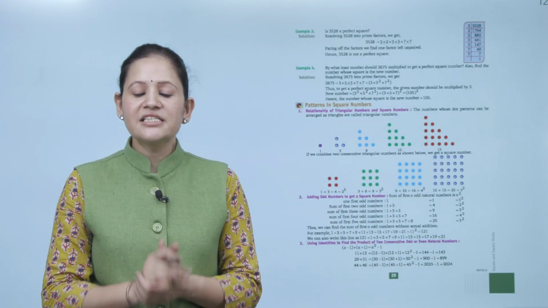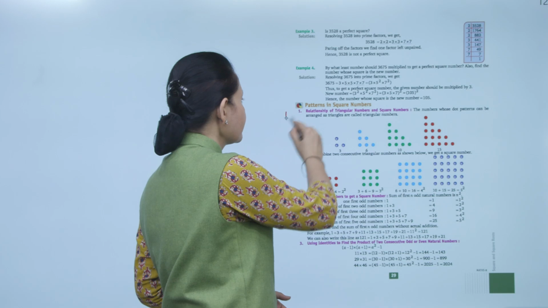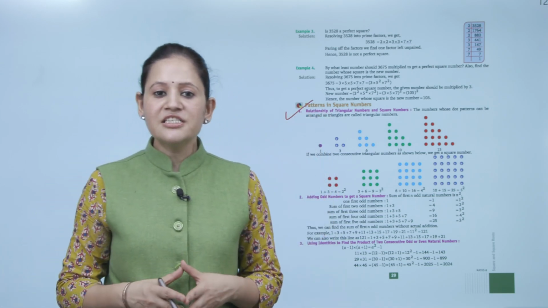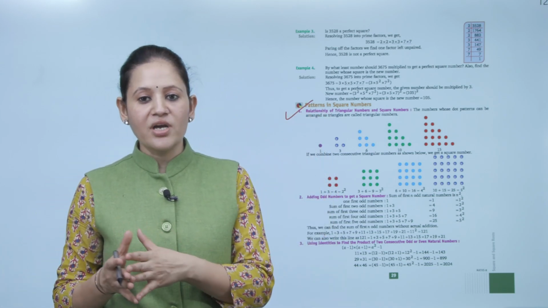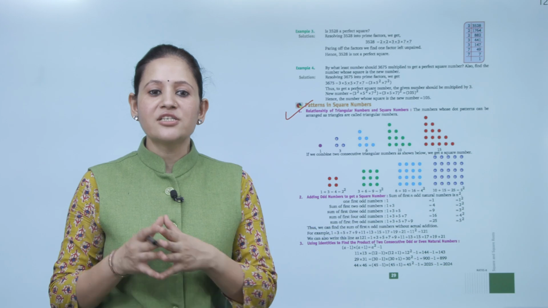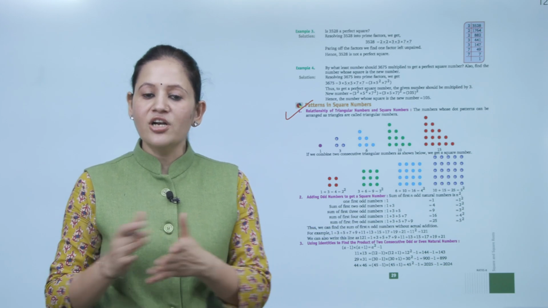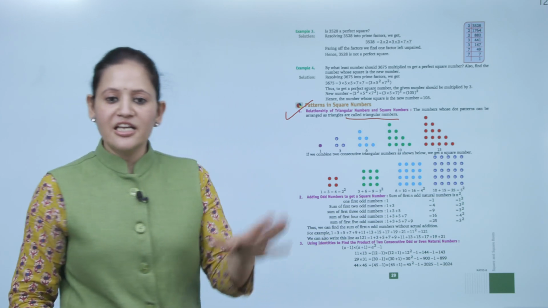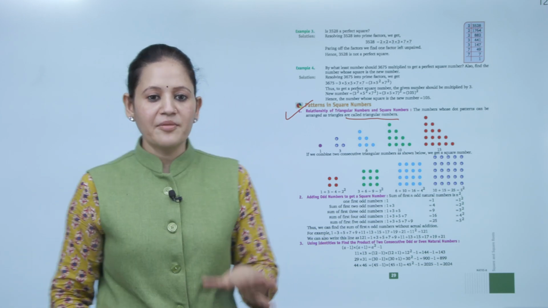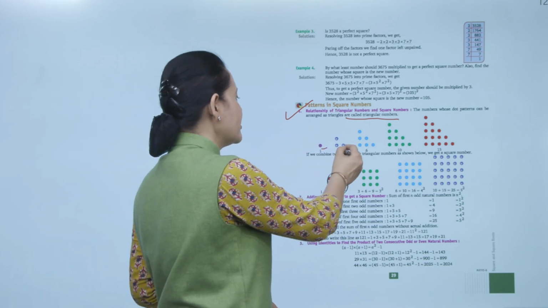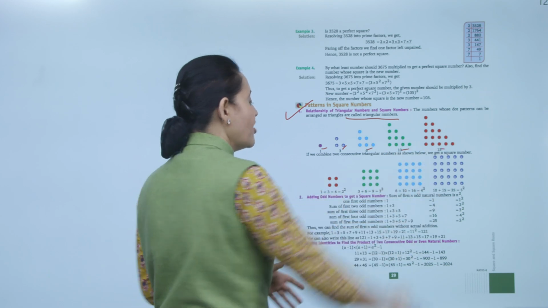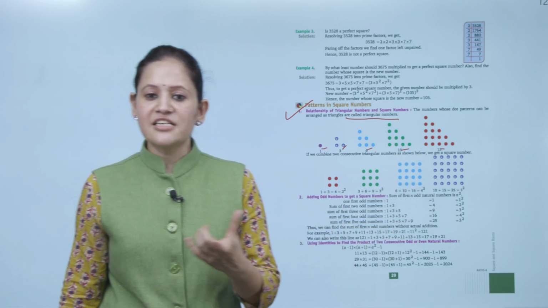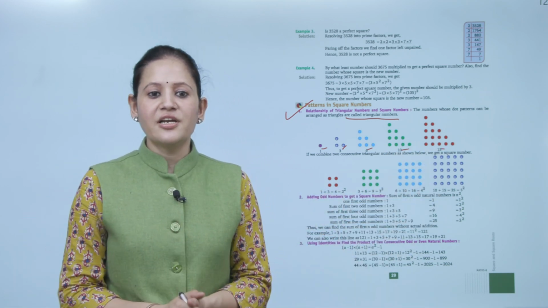Next is patterns in square numbers. Relationship of the triangular number and square number. The numbers whose dot patterns can be arranged as a triangle are called triangular numbers. ऐसे नंबर जिसके डॉट पैटर्न को हम ट्राइंगल की फॉर्म में अरेंज कर सकते हैं, they are called triangular numbers. Like here you can see 1, 3, 6, 10, 15. All these can be arranged in triangular form, so these are triangular numbers.